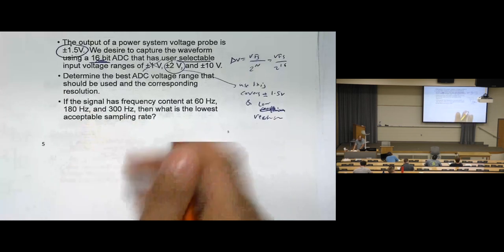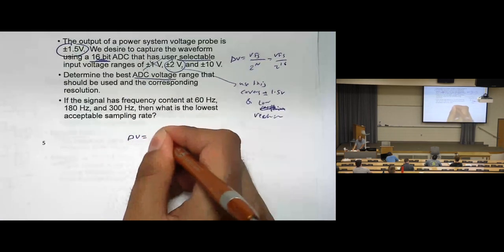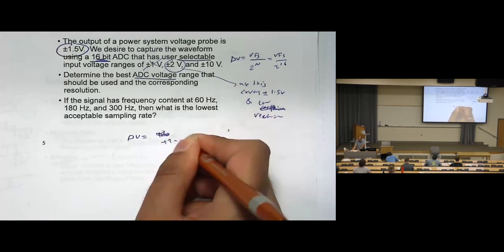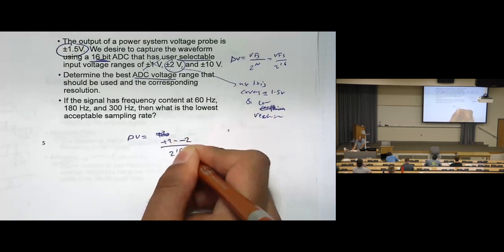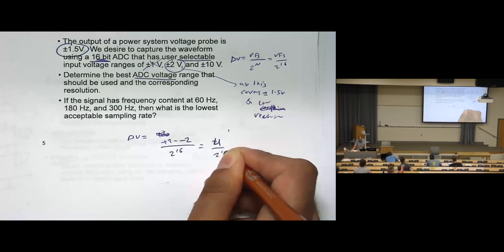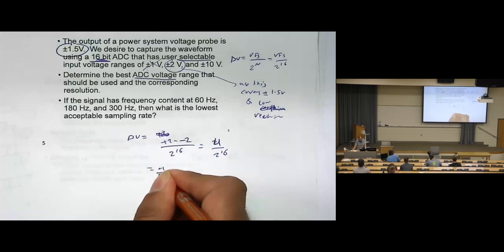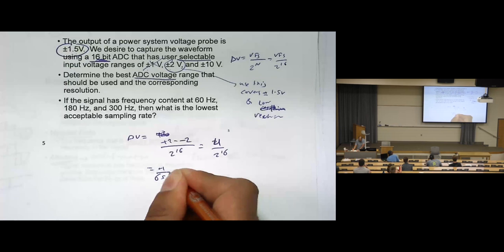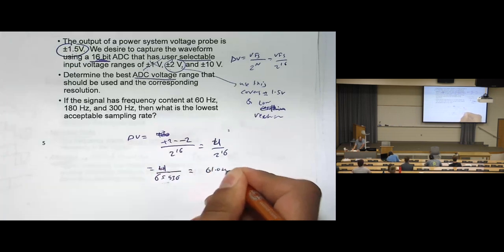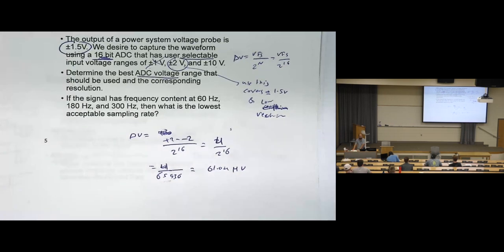And how about determining the resolution here? Substitute in this formula. So delta V equals V full scale, which is plus 2 minus negative 2, over 2 power 16, which is 2 plus 2, which is 4, over 2 power 16, or in other words 4 over 65,536. Then the answer will be 61.04 microvolts. That's just straightforward: apply the formula.